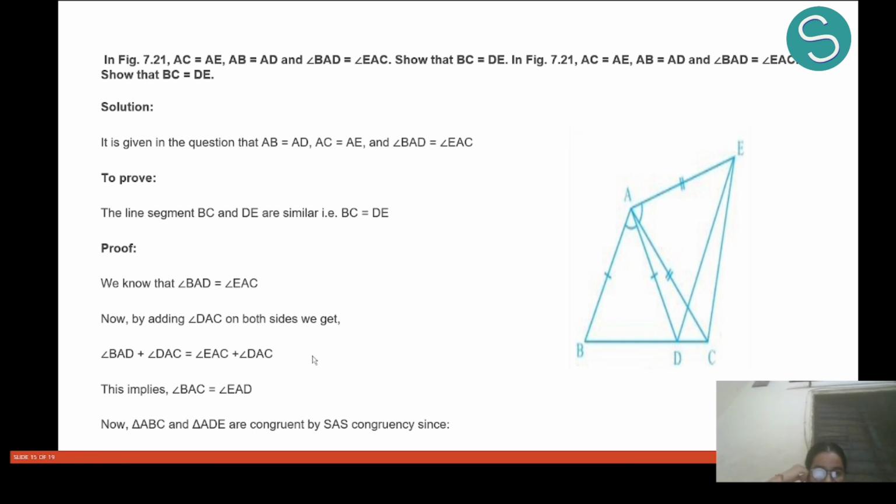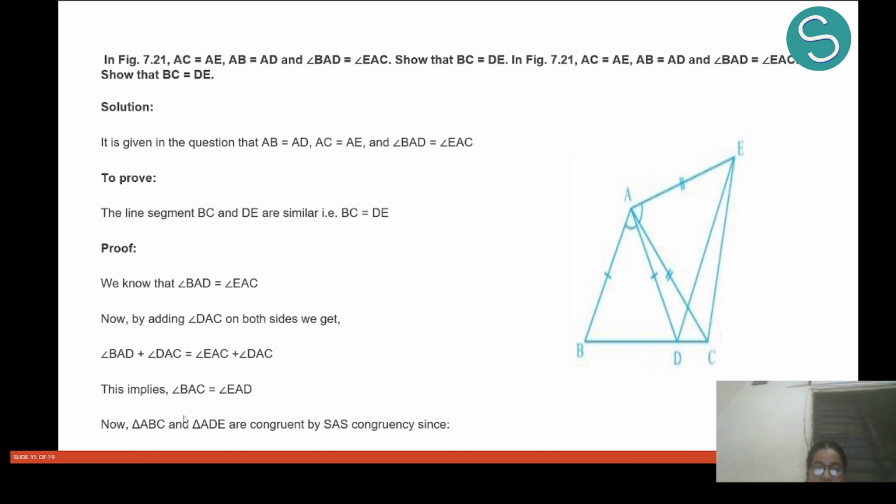So firstly, what we are given is angle BAD equals angle EAC. So we will add angle DAC on both sides. By adding DAC, we get angle BAD plus angle DAC equals angle EAC plus angle DAC. If you see this figure, angle BAD plus angle DAC will give you the whole angle BAC, right? Similarly, angle EAC plus angle DAC will give you this whole angle, that is angle EAD.